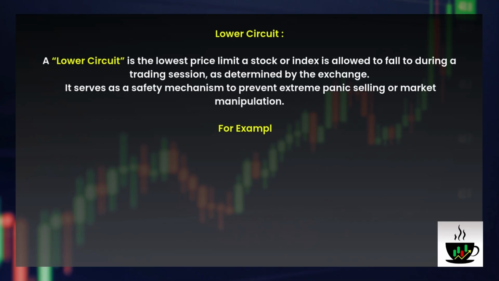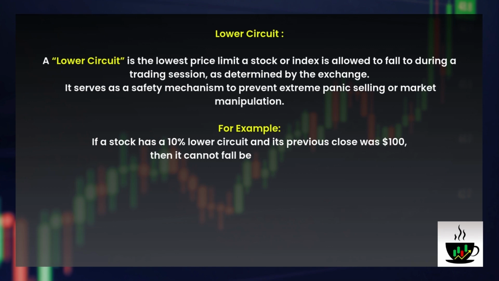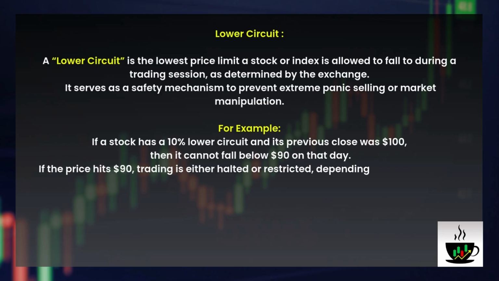For example, if a stock has a 10% lower circuit and its previous close was $100, then it cannot fall below $90 on that day. If the price hits $90, trading is either halted or restricted, depending on the exchange's rules.